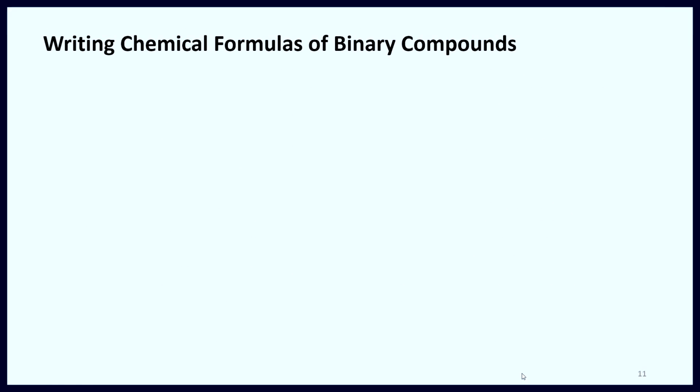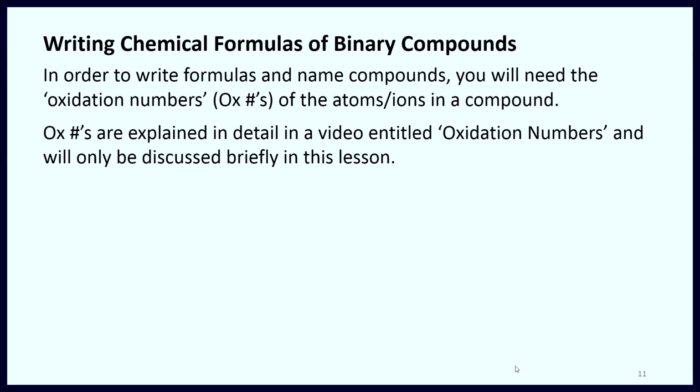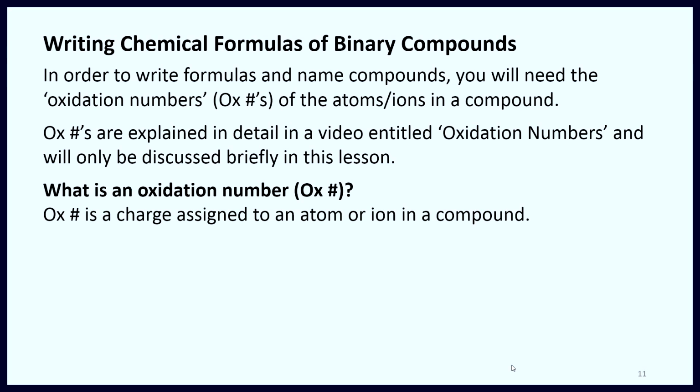How about writing chemical formulas for binary compounds? Well, to write chemical formulas and name compounds, you can't escape it. You'll need oxidation numbers of atoms or ions in a compound. Now, oxidation numbers are explained in detail in a video entitled Oxidation Numbers that's posted on YouTube, and they'll only be discussed briefly in this lesson. So what is an oxidation number? Oxidation number is a charge that's assigned to an atom or an ion in a compound.